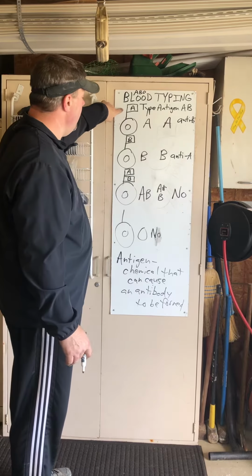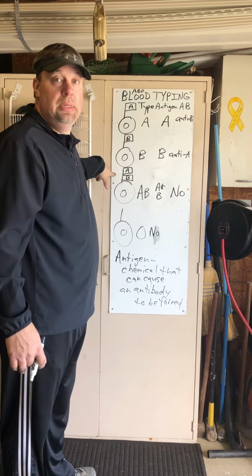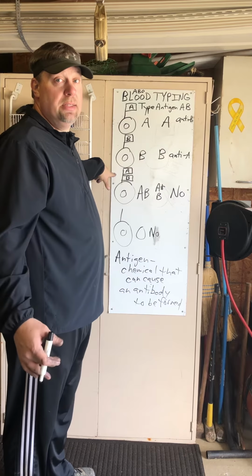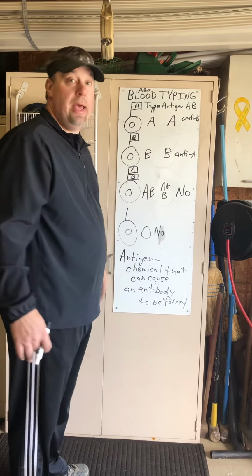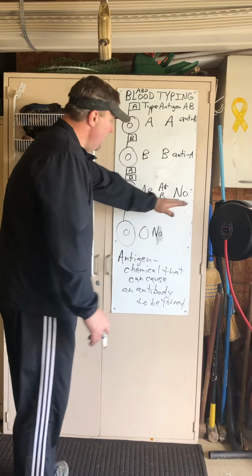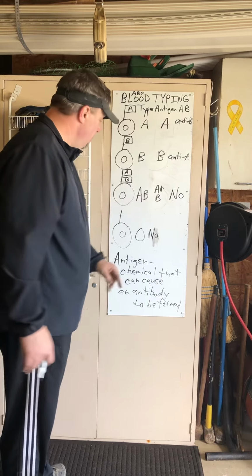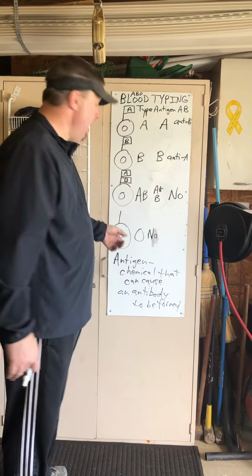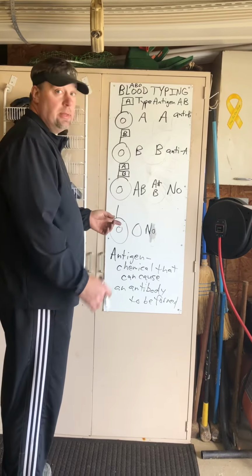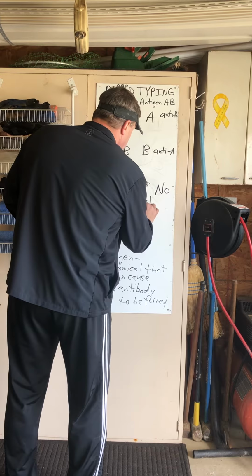What if I put A in an AB person? Does it recognize the flag? Absolutely, it's flying it. How about if I put B in an AB person? Does it recognize the flag? Absolutely. It has no antibodies against that. What if I put O in an AB person? It's not even flying a flag, so it is not going to create an antibody response either. This is why we call AB the universal recipient.